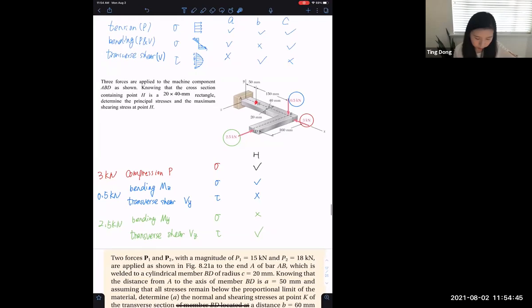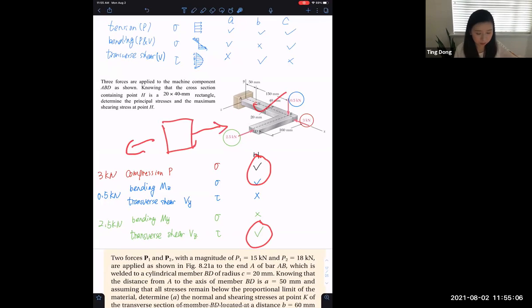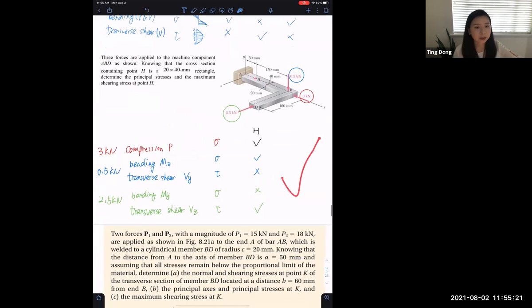So these are the forces applied and the specific point in this problem is H. When we consider normal stress, we consider two components, compression and bending about the z-axis. When we calculate the shear stress, there is only one component. Now we can calculate for this element at H: it has the normal stress, you calculate it, it has shear stress, you calculate it. And then you can calculate the principal stress and the maximum shear stress, going back to the original equations in chapter 7. So again, be very clear about this part.